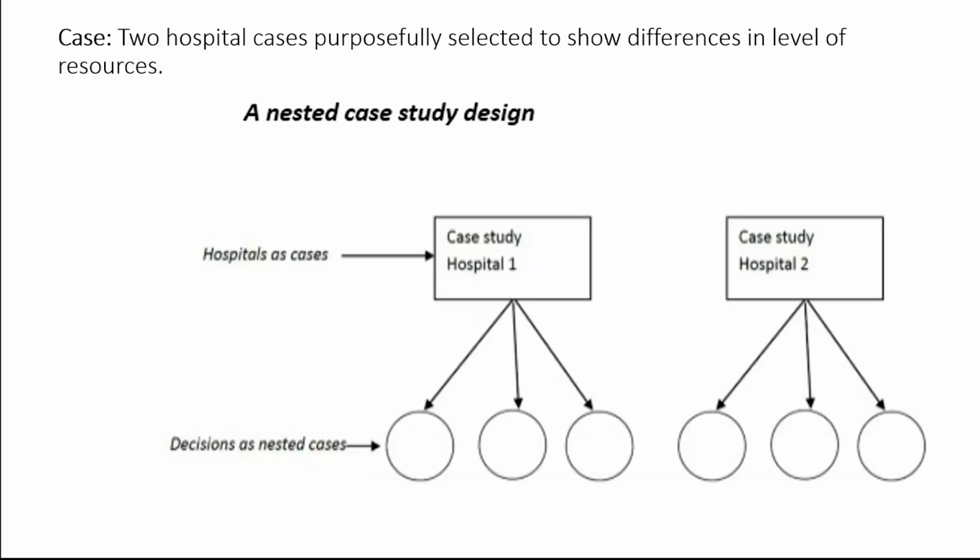So for this example, there are two cases here. So it's two hospital cases that have been selected to be able to show differences in the level of resources. But here they've done something where you will see in case study, it's called a nested case study design. So within those hospitals, they've chosen particular priority setting practices to look at in depth rather than looking at all priority setting practices within the hospital. So sometimes case study researchers will do this type of nested case study design.